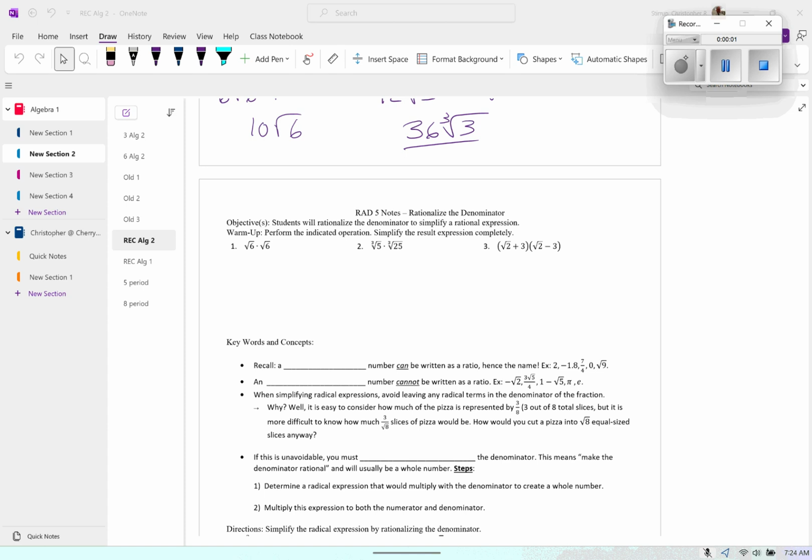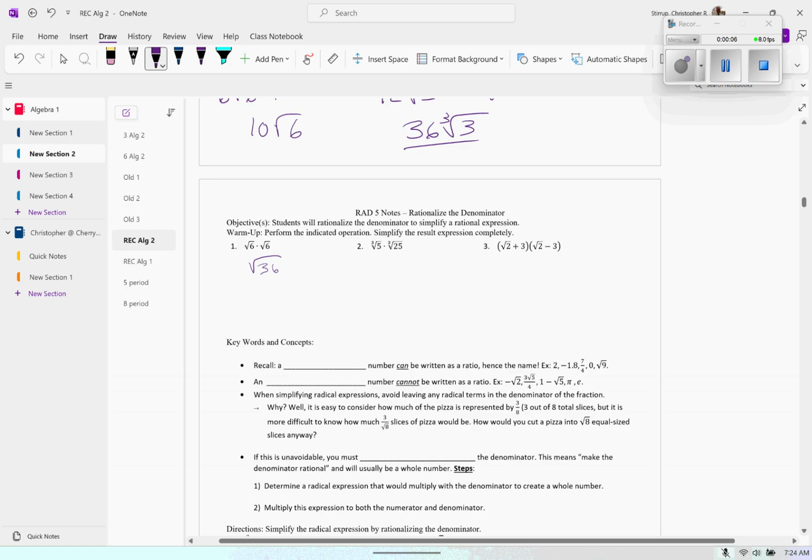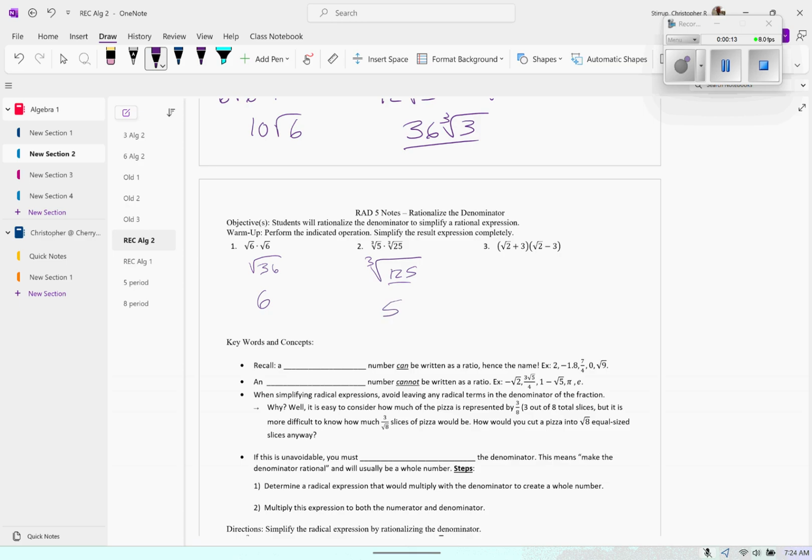Hi, algebra 2. This is rad 5 notes. So if I multiply these together, I get root 36, which just simplifies to 6. This becomes third root of 125, and that's a perfect cube, so that's just 5 for an answer.